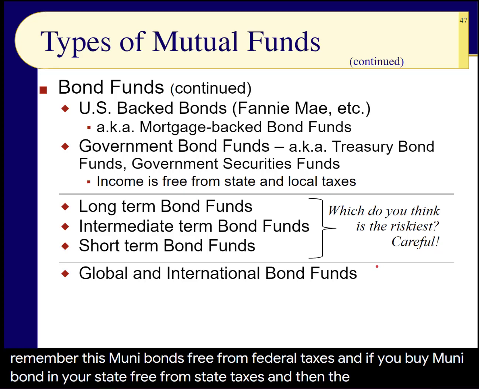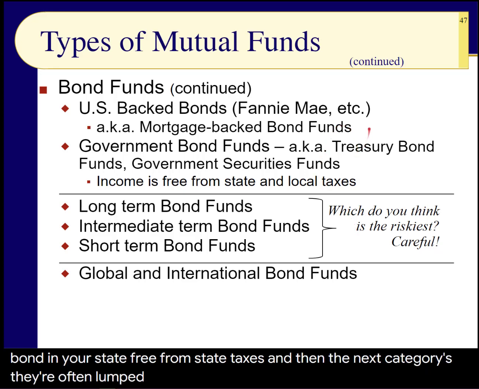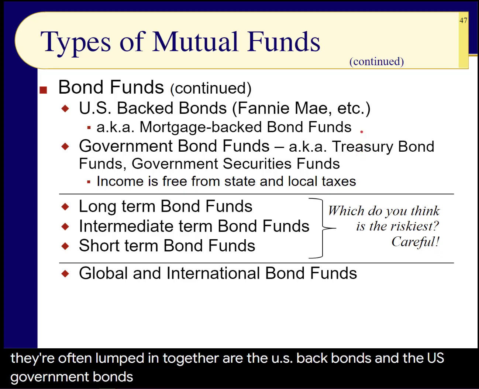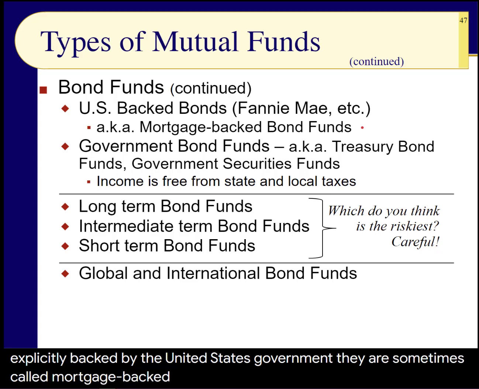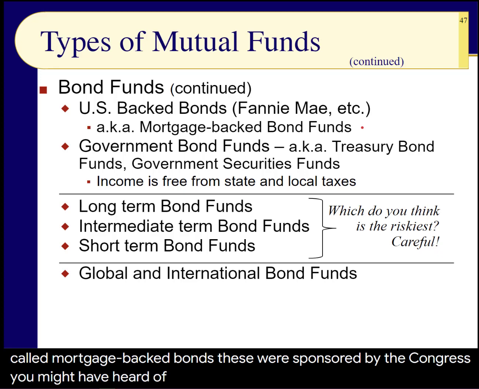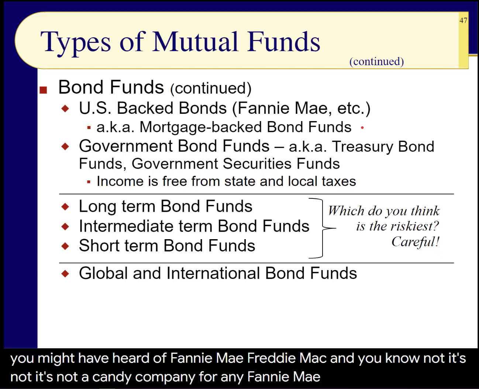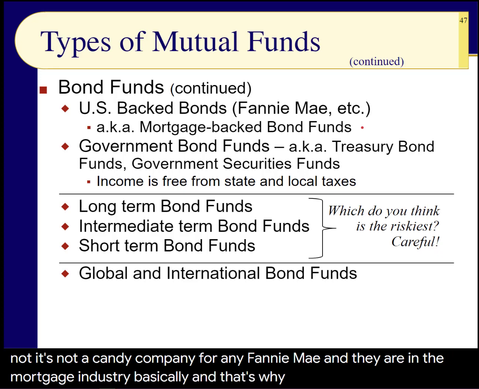And then the next categories, they're often lumped in together, are the U.S.-backed bonds and the U.S. government bonds, treasury bonds. Now, these U.S.-backed bonds are not explicitly backed by the United States government. They are sometimes called mortgage-backed bonds. These were sponsored by the Congress. You might have heard of Fannie Mae, Freddie Mac, and it's not a candy company, Fannie Mae. They are in the mortgage industry, basically. And that's why they're called mortgage-backed bonds.